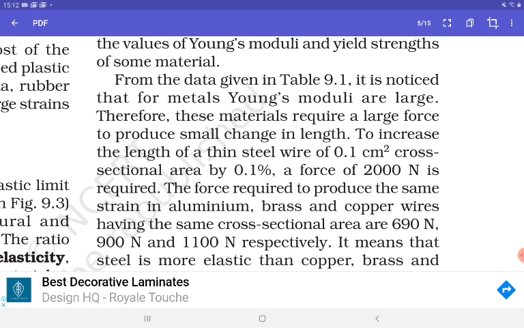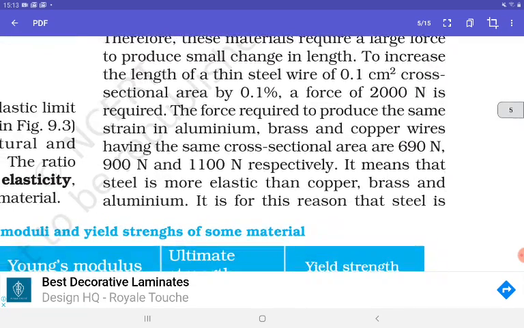To increase the length of a thin steel wire of 0.1 centimeter square cross-sectional area by 0.1%, a force of 2000 Newton is required. The force required to produce the same strain in aluminum, brass, and copper wires having the same cross-sectional area is 690 Newton, 900 Newton and 1100 Newton respectively. It means that steel is more elastic than copper, brass and aluminum.